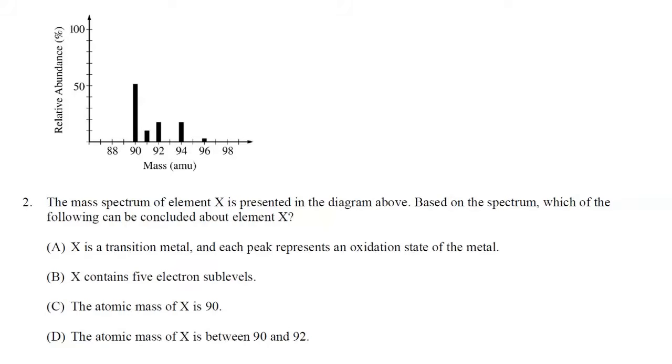All right, this is question 2. We are given a diagram, which is a mass spectrum of element X. So we don't know what this element is. And it says, based on the spectrum, which of the following can be concluded about element X?